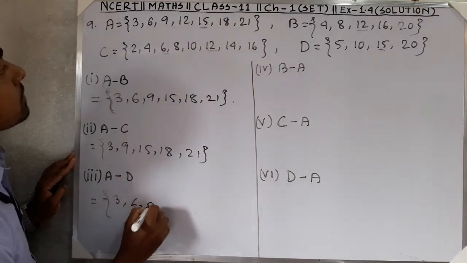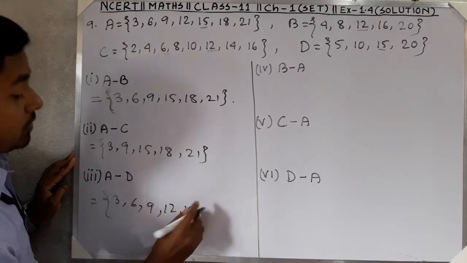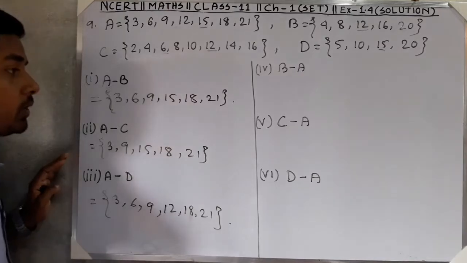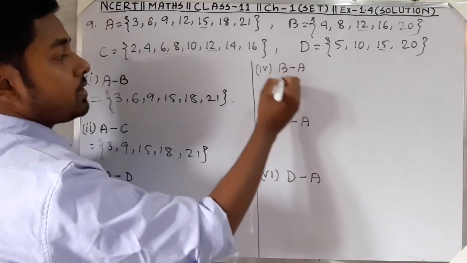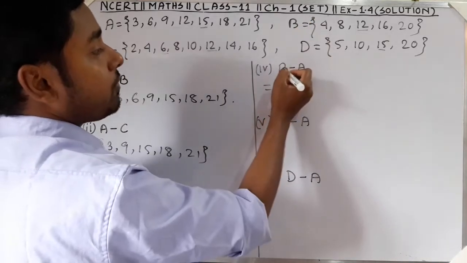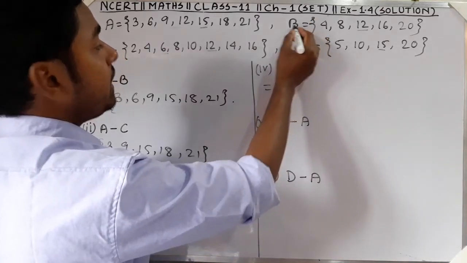3, 6, 9, 12, sorry, 15 not, 18, 21. Okay. Question number 4 is B minus A. What is it? B minus A, that means at the first position we are taking B, then minus A.